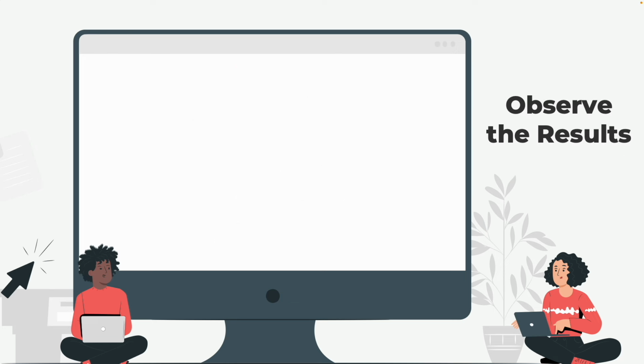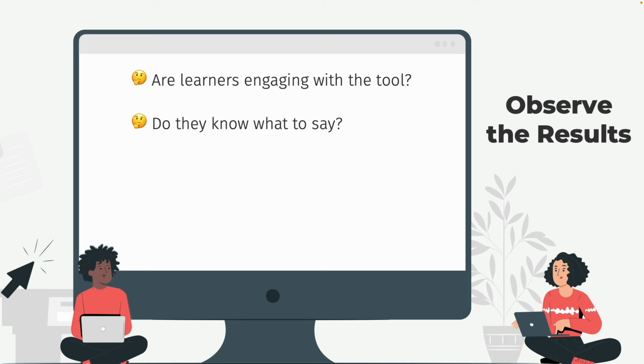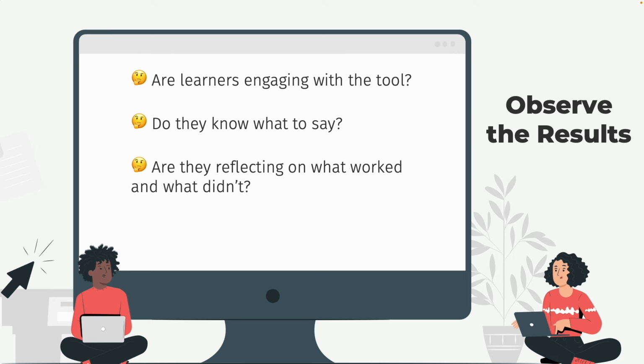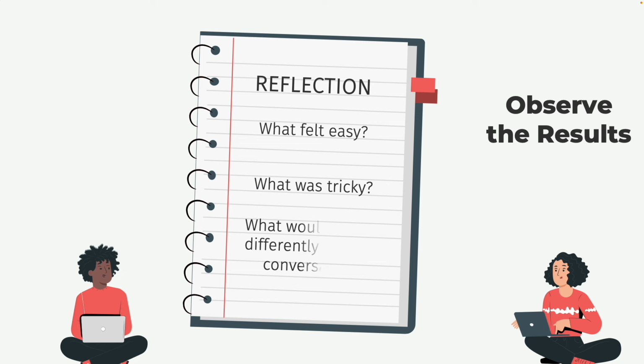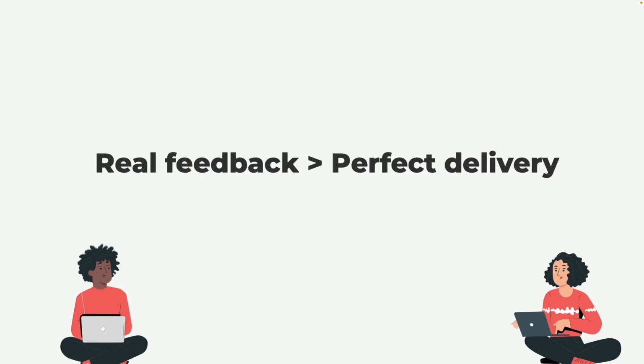Observe the results. There are some things you want to watch out for here. For example, are learners engaging with it or freezing up? Do they know what to say or when to ask for help? Are they reflecting on what has worked and what didn't? And of course, did Tina perform as expected, or do you need to adjust her parameters? To make sure you're capturing everything, ask your learners to reflect. After your conversation with Tina, jot down what felt easy, what was tricky, and what you do differently in a real conversation. Remember, real feedback is more important than perfect delivery.